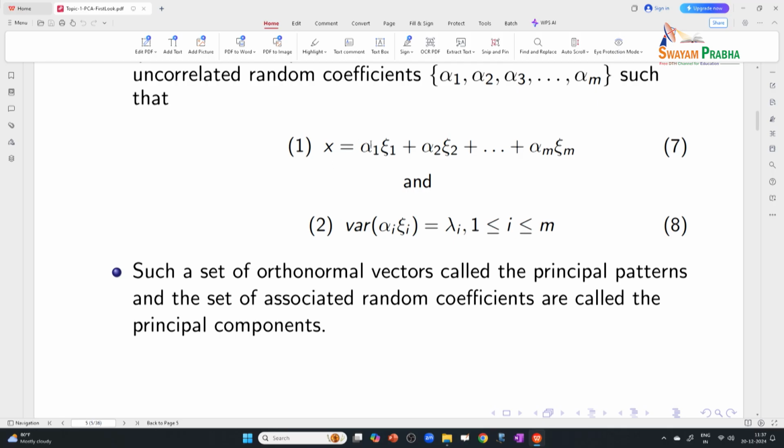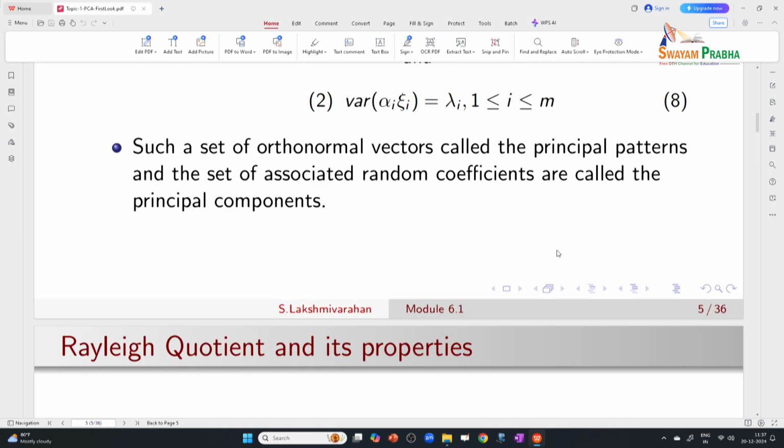I would like the total variance of the first component to be lambda 1, the second component to be lambda 2, the mth component to be lambda m. So I would like to be able to preserve the properties of X, but I would like to be able to decompose X in this particular form. So expressing X in this particular form is called expressing X in the principal patterns and principal components. This is the starting point of principal component theory.